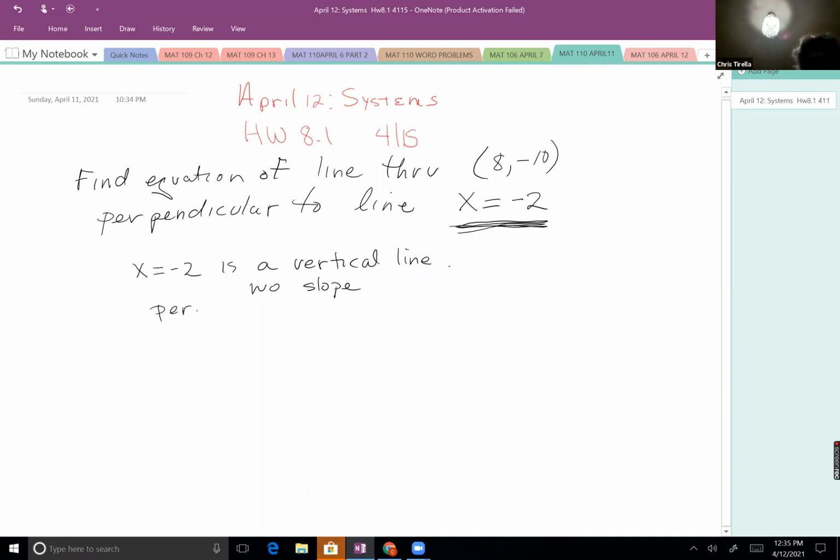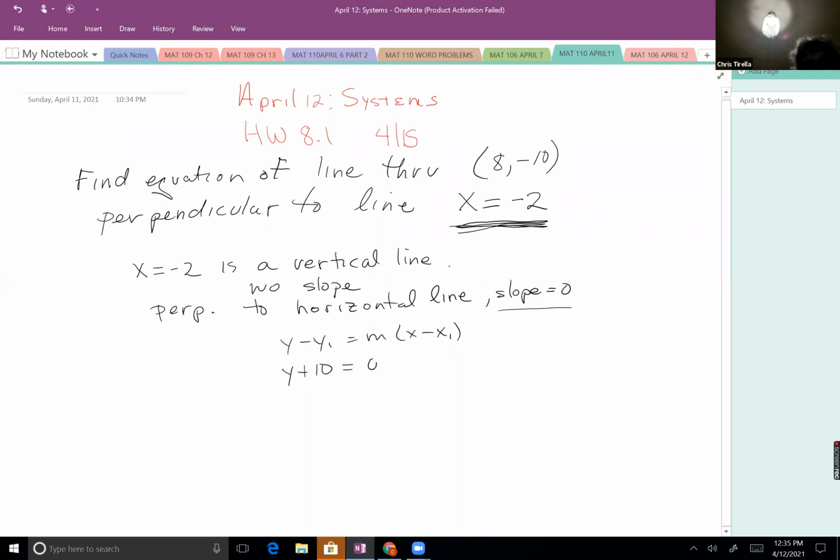It's perpendicular to a horizontal line, which has a slope of 0. And so you could use the point slope formula with a slope of 0. y minus the y value is equal to m times x minus the x value would give me y plus 10 is equal to 0 times something. But that would just make y plus 10 equals 0, or y equals -10.